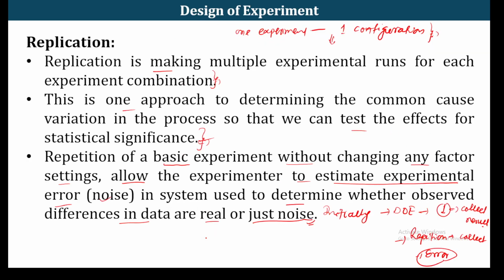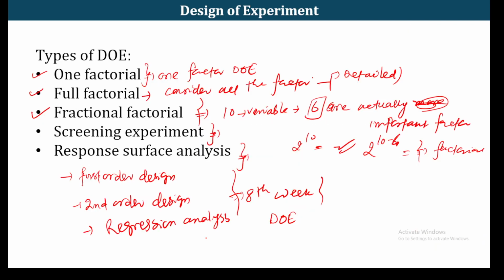Replication means we repeat the same configuration of the experiment so that we minimize the error, or check whether there is noise or not. Then we saw the types of DOE: one factorial, full factorial, and fractional factorial. Then we have first order design, second order design, and regression also.